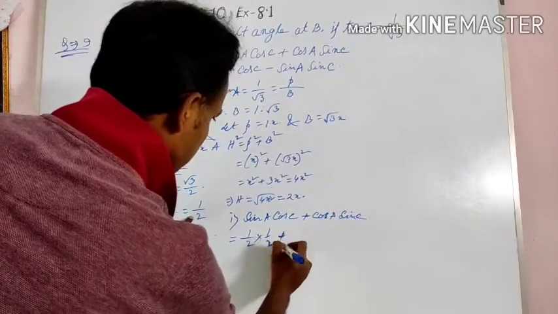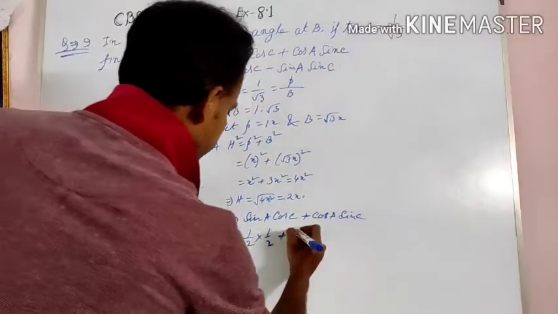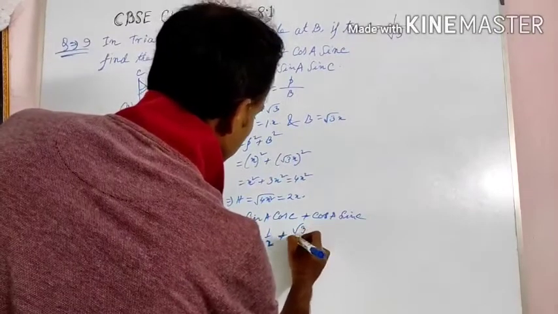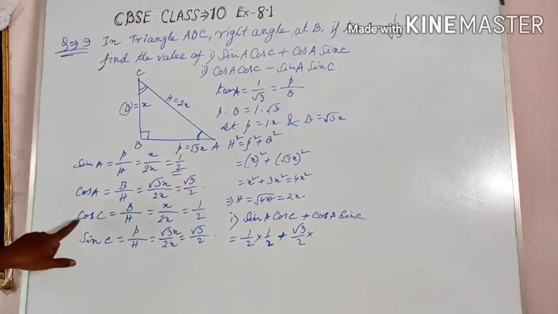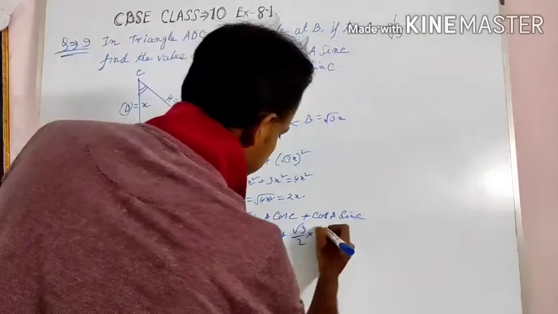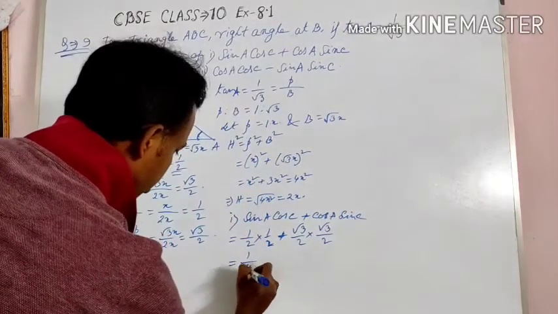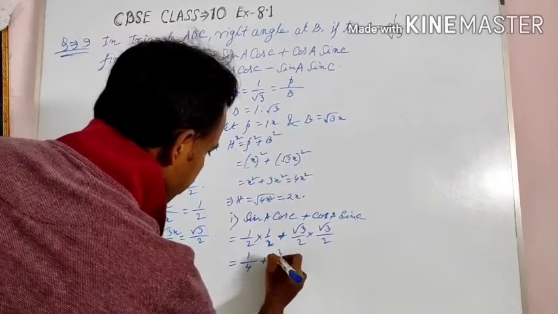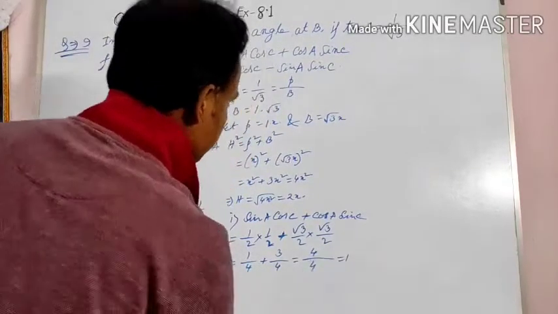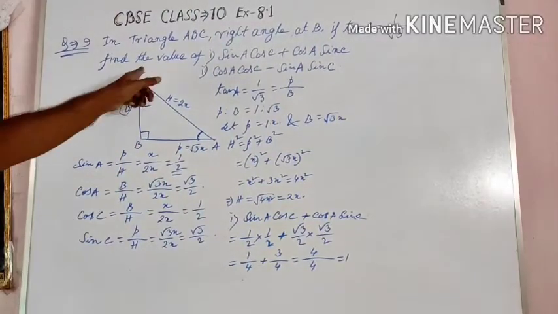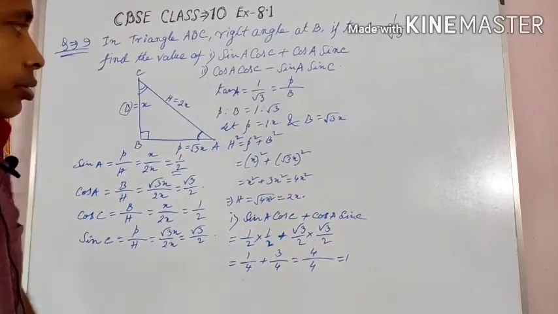Plus, what is the value of cos A? Cos A is equal to root 3 by 2. What is the value of sin C? Sin C is equal to root 3 by 2. So 1 by 4 plus 3 by 4 is equal to 4 by 4, which is equal to 1. So the value of sin A cos C plus cos A sin C will be 1.